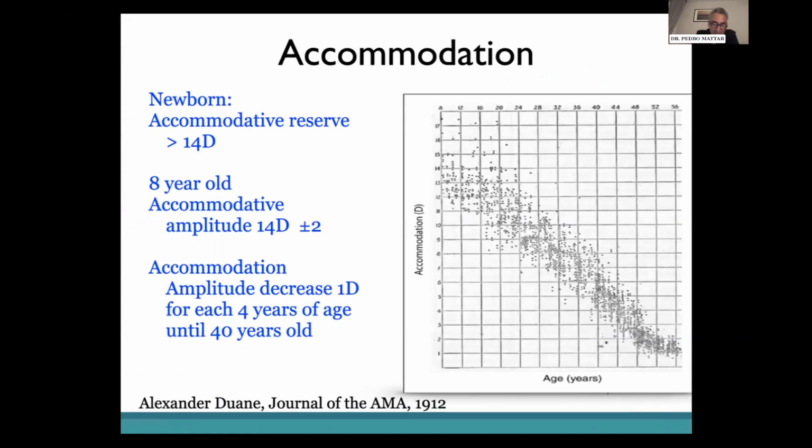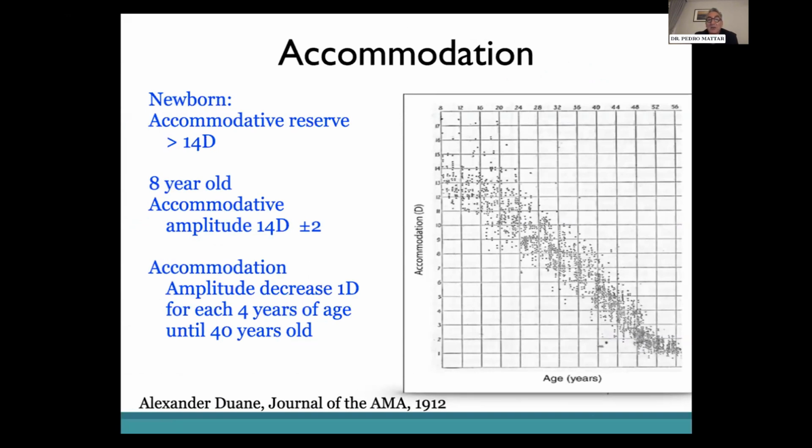I love this paper. This was a very old paper from 1912, done by Dr. Alexander Duane. All of us know the Duane, it's coming from him. And he demonstrates the amplitude of accommodation depending on the age of the child. So the newborn can have 14 diopters of accommodation.